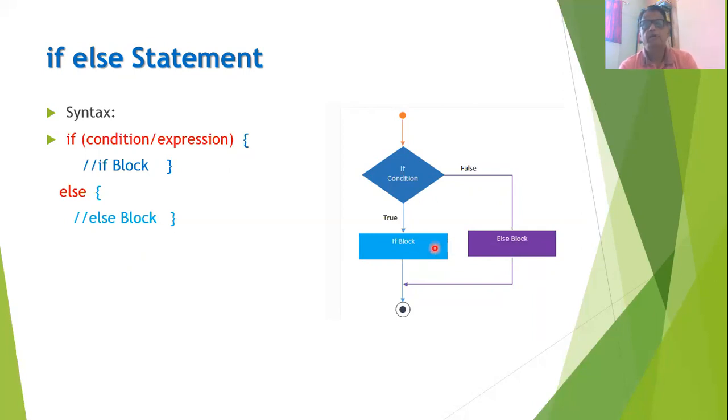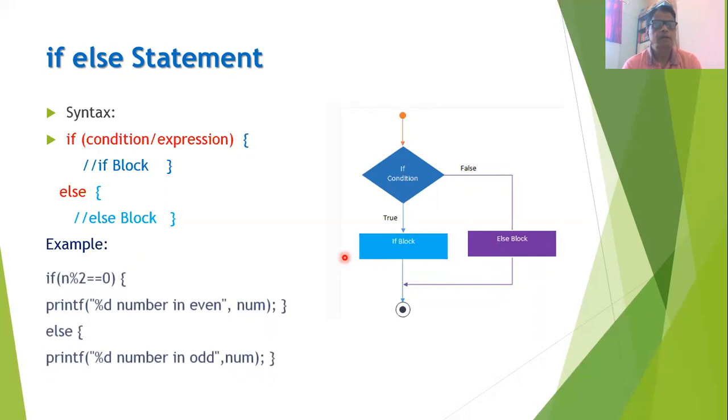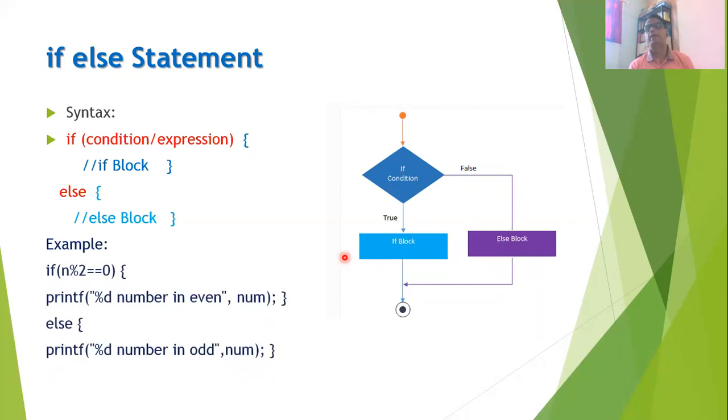So either this one will be executed or else block will be executed. Let us understand one simple example of how this statement can be used within a program. For example, if I write an if statement, n modulo division 2 equal to 0, then I will print the message that the number is even.